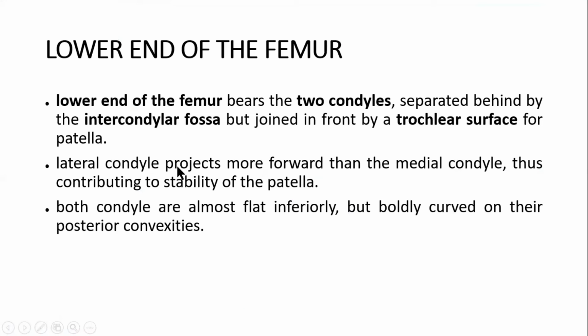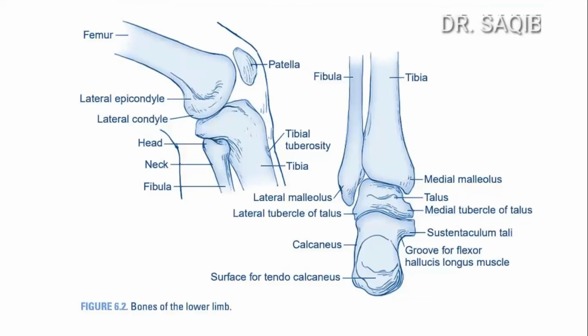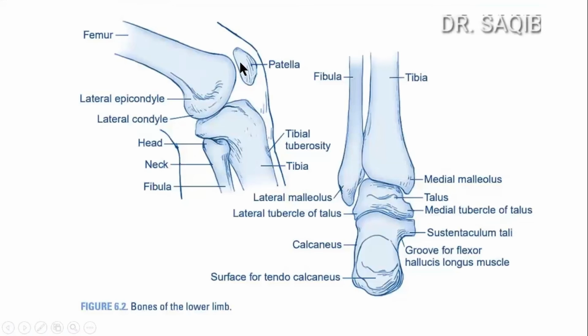Lateral condyle projects more forward than the medial condyle, thus contributing to stability of the patella. Both condyles are almost flat inferiorly, but boldly curved on their posterior convexities. So you could see here attachment with the patella. This is the femur, and this is the patella attaching with it. This is the femoropatellar articulation over here.